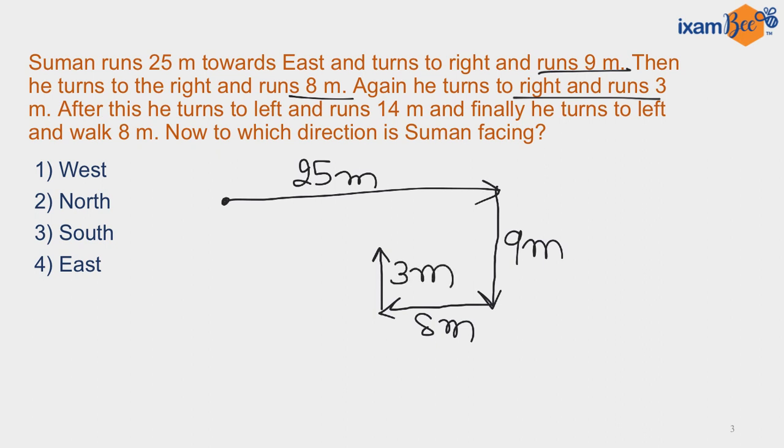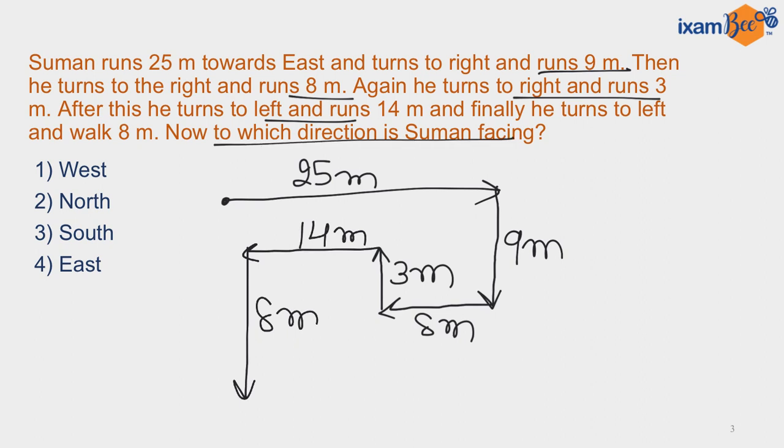After this, he turns to the left and runs 14 meter. Finally, he turns to the left and walks 8 meter. So now, in which direction is Suman facing? You know that this is the south direction and Suman is facing the south direction. So the correct answer for this question is option number 3.